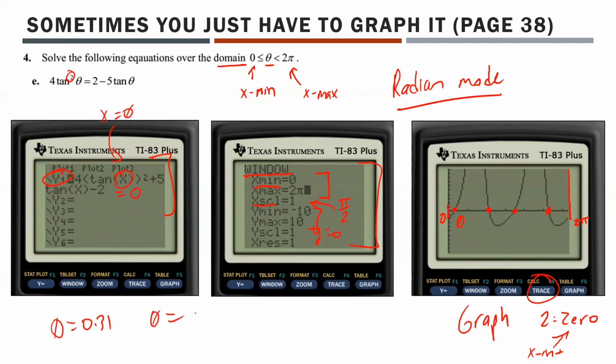I got theta equals 2.14. Then I got theta equals 3.45. And then I got theta equals 5.28.